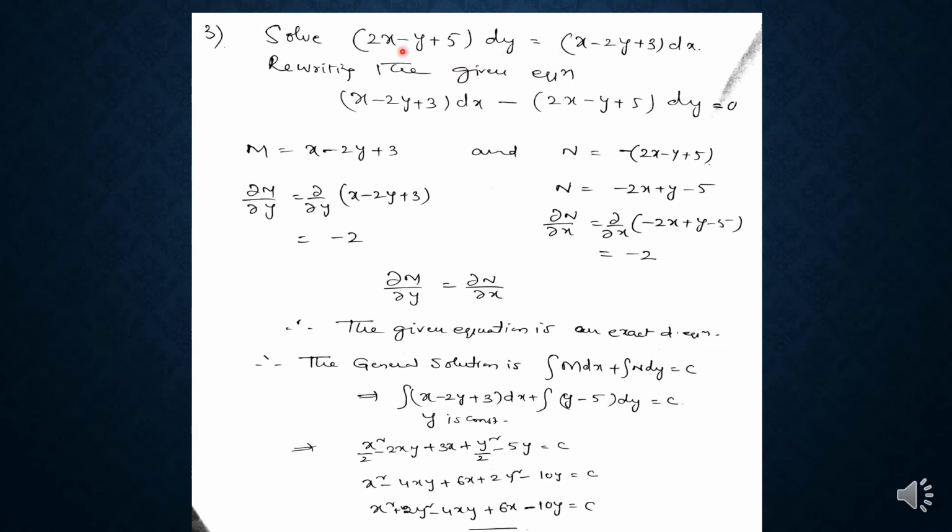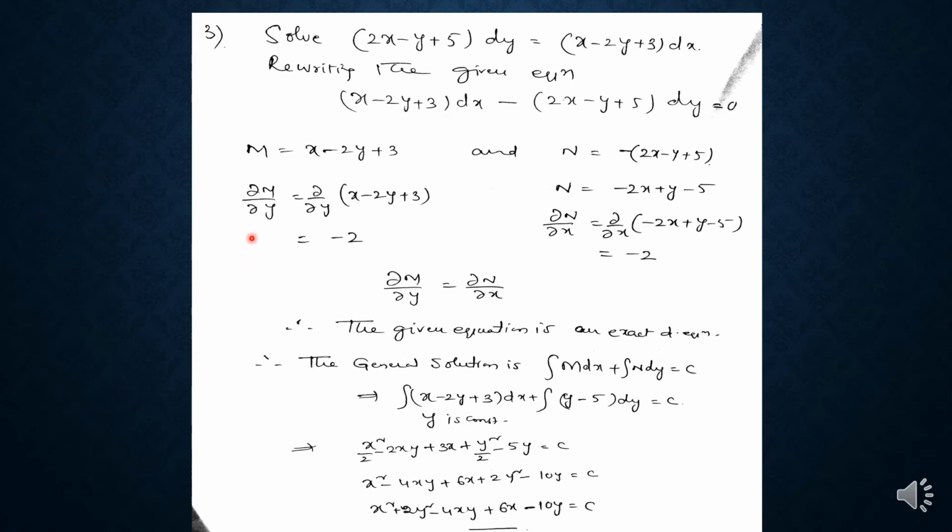So we should rearrange the equation in that form by writing the M dx term first, (x minus 2y plus 3) dx, then writing the other term also on the left-hand side, minus (2x minus y plus 5) dy is equal to 0. Now this is the form of M dx plus N dy is equal to 0, where M is equal to x minus 2y plus 3 and N is equal to minus (2x minus y plus 5), that is minus 2x plus y minus 5.